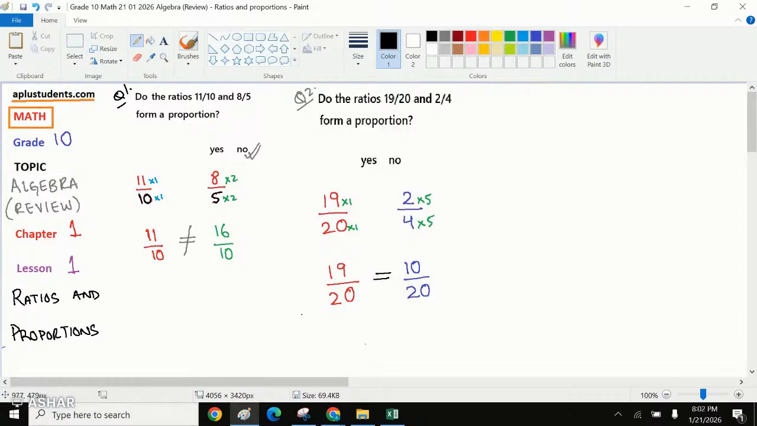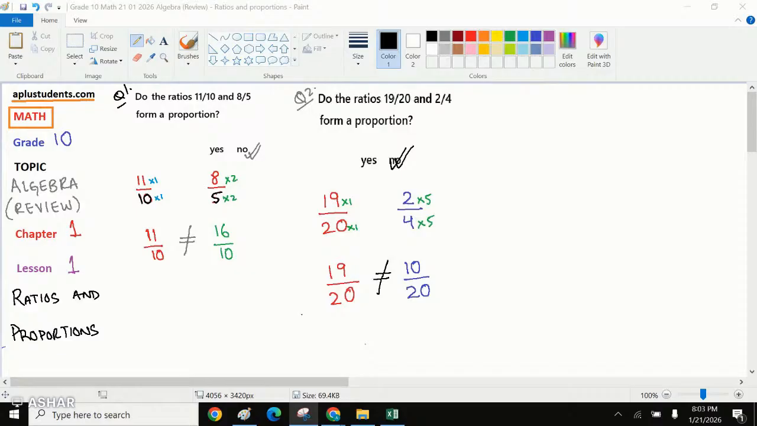If they are equal, we leave it as equal. But we can see one numerator is 19 and the other numerator is 10, and both the denominators were the same. So we say they are not equal. So no, they do not have a proportion. There is no proportion between them. Agreed? Do we agree on that? So what we are doing is we have two different fractional values and we are comparing them to see whether they are equal or not.